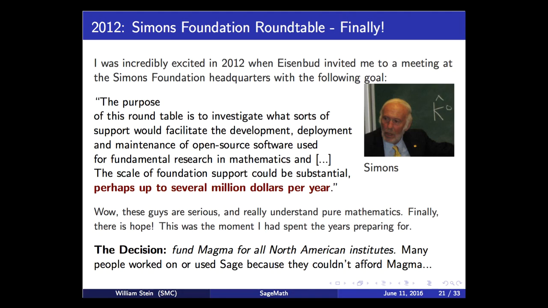So a really exciting thing happened in 2012. I got an email from David Eisenbud, and he invited me to a meeting at the Simons Foundation headquarters in New York City. The goal: "The purpose of this roundtable is to investigate what sorts of support would facilitate the development, deployment, and maintenance of open source software used for fundamental research in mathematics." And he talks about physics and some other areas. "The scale of foundation support could be substantial, perhaps up to several $1 million per year."